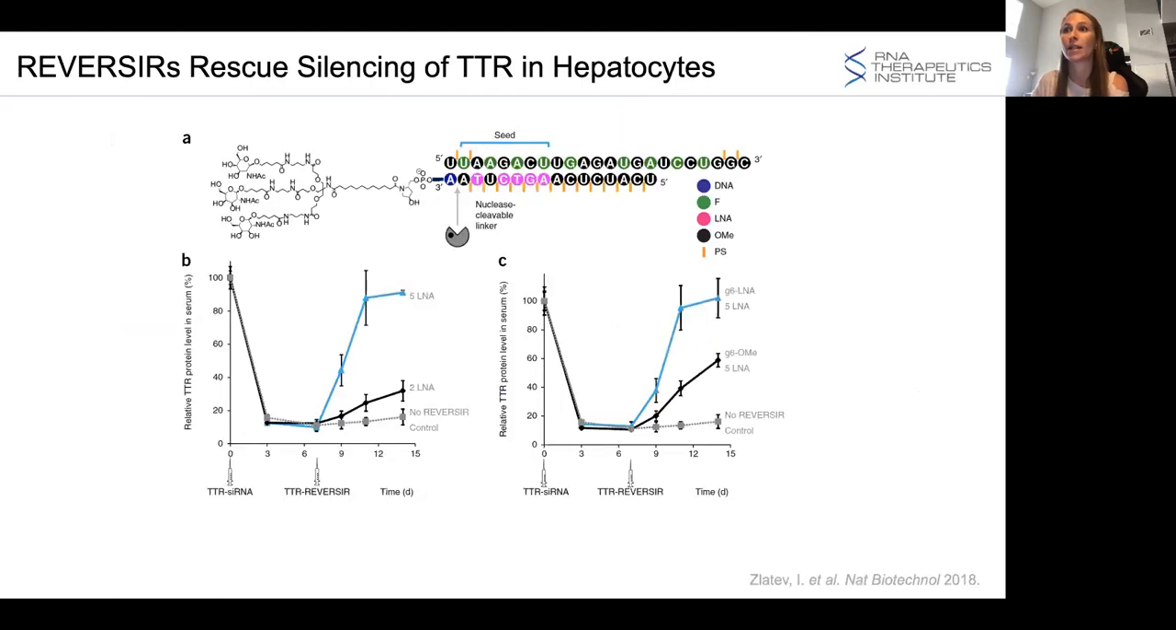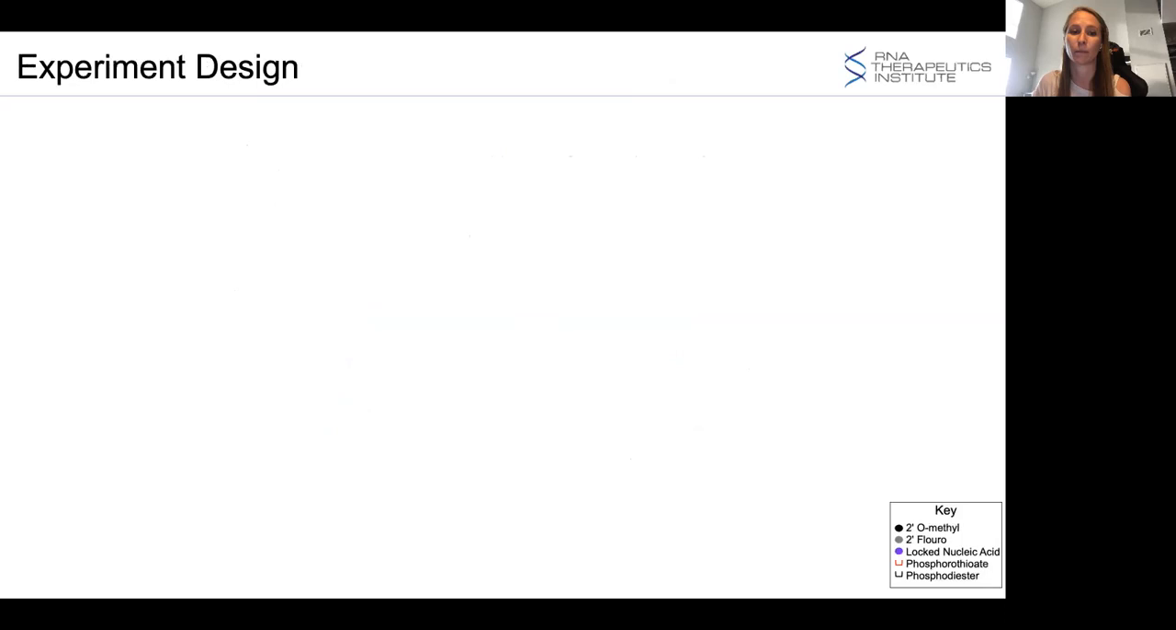In 2018, Zlatev et al. published this beautiful paper using GalNAc conjugated antagomir-like reversers to reverse the effects of siRNAs targeting TTR in the liver. We sought to build upon this approach and use a similar one to achieve brain-selective silencing.